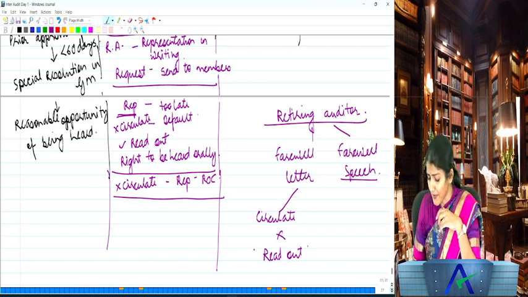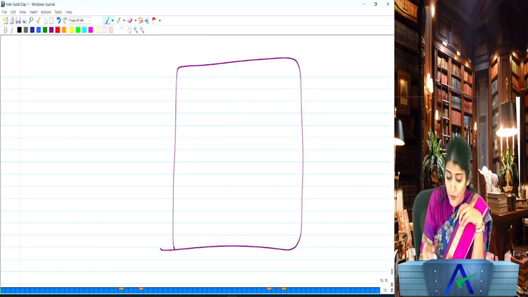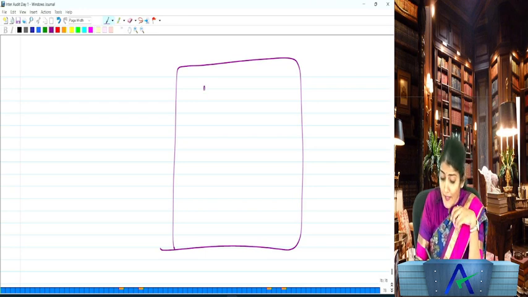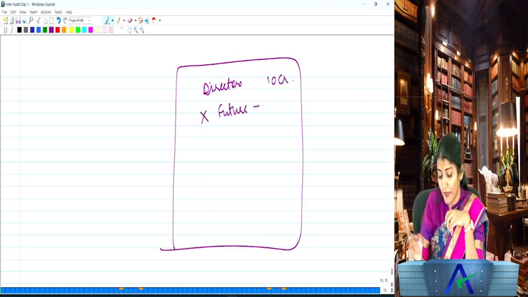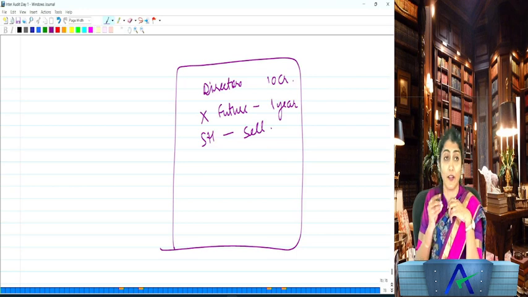And what he has written in the representation letter, in the farewell letter, okay, is: today I am going to bring the true picture of the company in front of your eyes. All the directors of the company have taken away 10 crore rupees from the company. This company has no future. This company will go into liquidation in the next 1 year. We urge all the shareholders to sell their shares of this particular company.